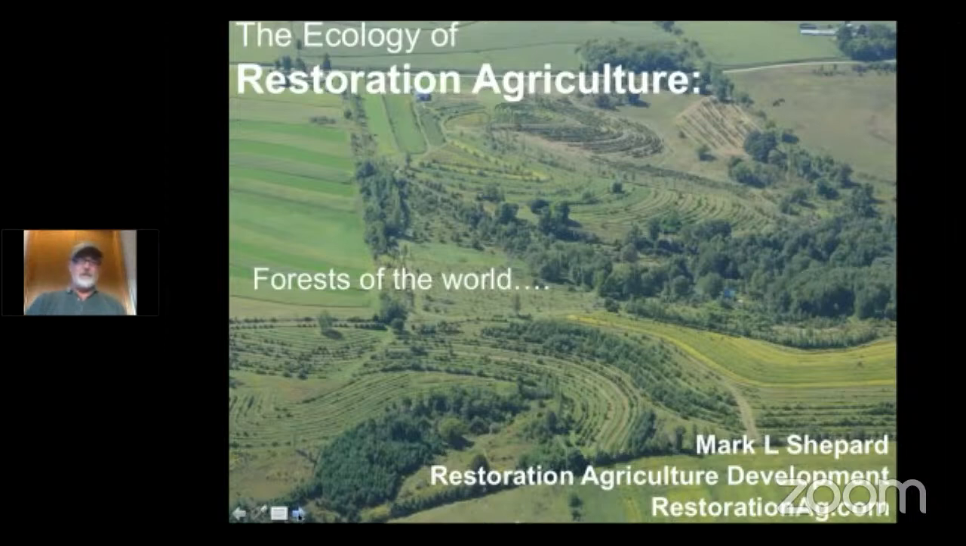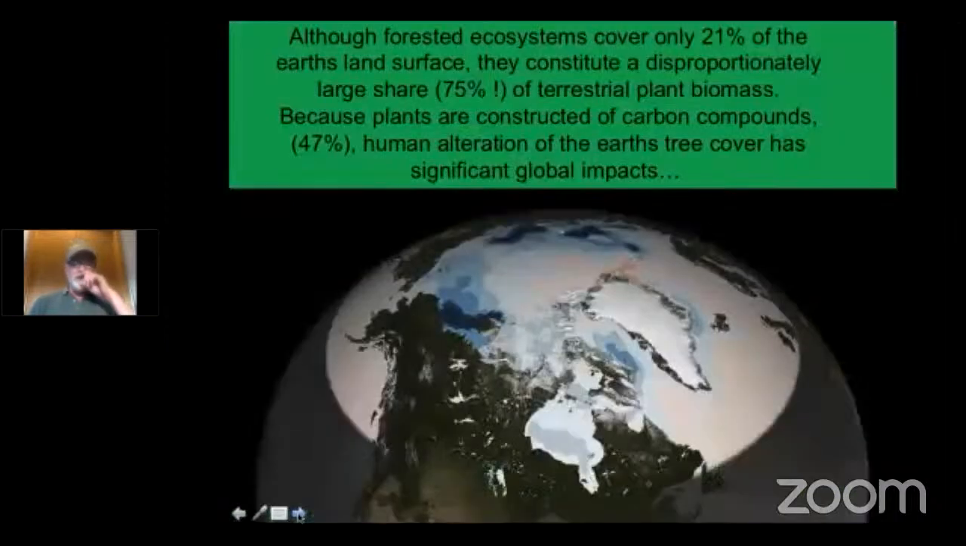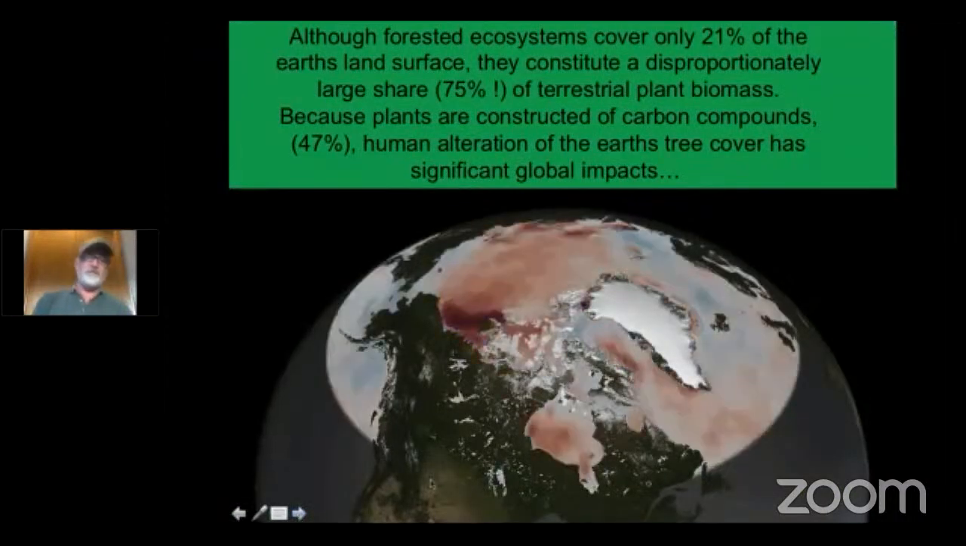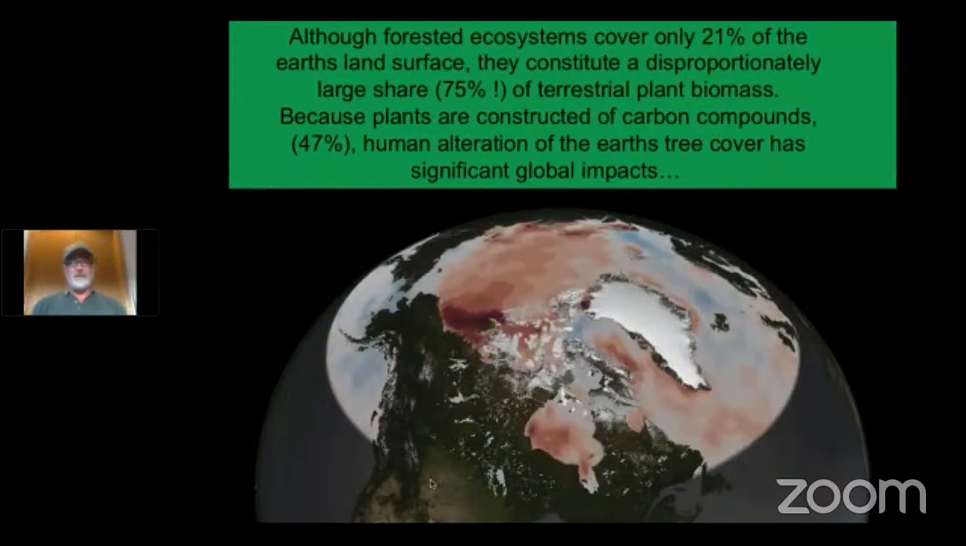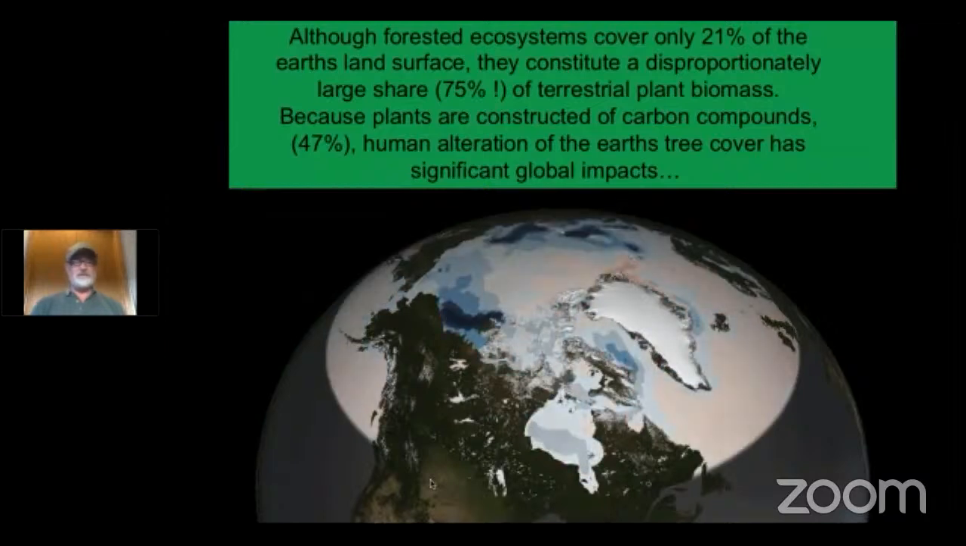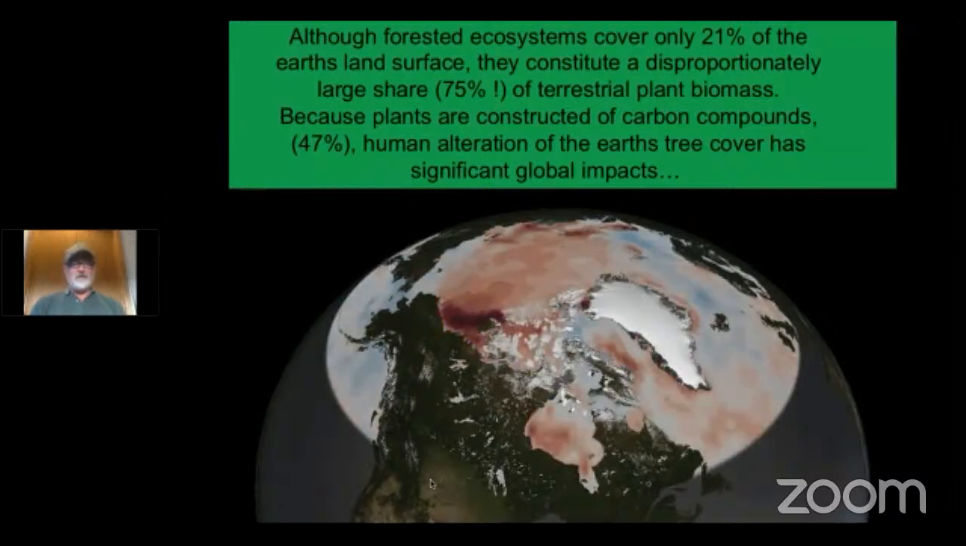There we go. Once again, forested ecosystems only cover 21% of the Earth's surface, but 75% of the terrestrial plant biomass is in the forest. This is a huge amount of biomass, a huge amount of life, and you think about the energy stored in those systems, because they're constructed of carbon compounds. 47% of all trees are carbon compounds. That is energy, that's fuel, that's food for somebody.